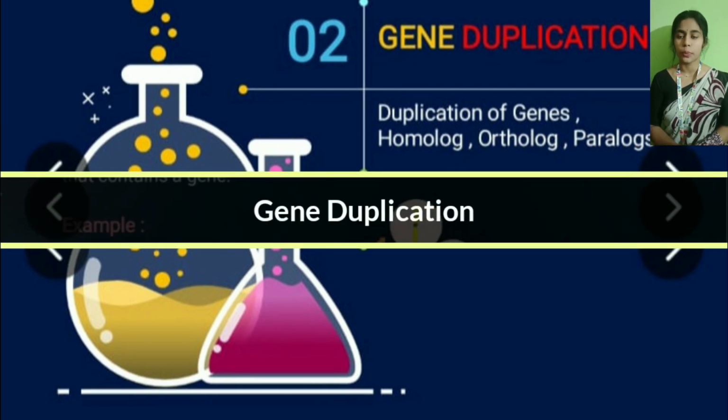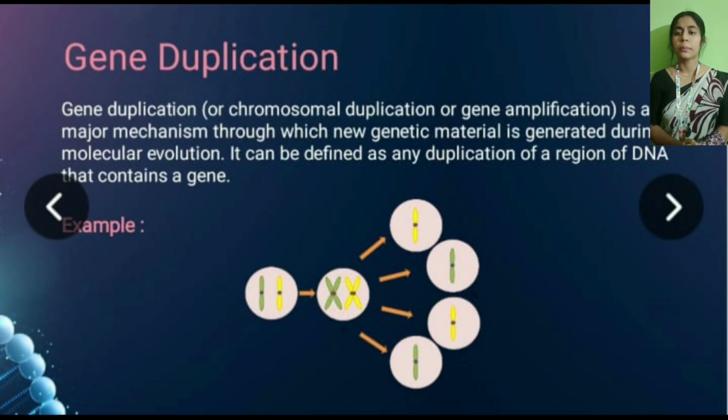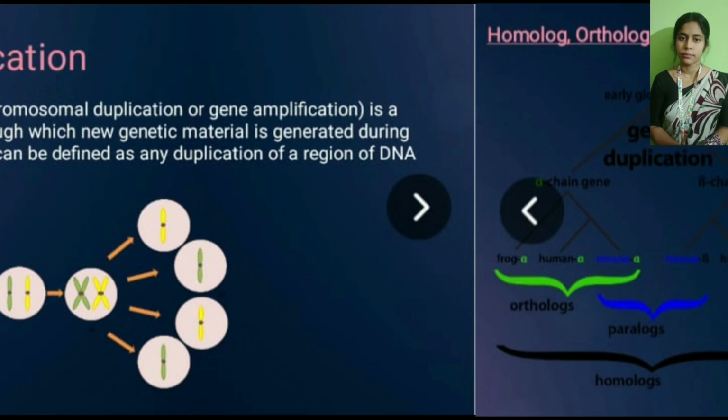My topic is gene duplication. Gene duplication is a major mechanism through which new genetic material is generated during molecular evolution. It can be defined as any duplication of a region of DNA that contains a gene.